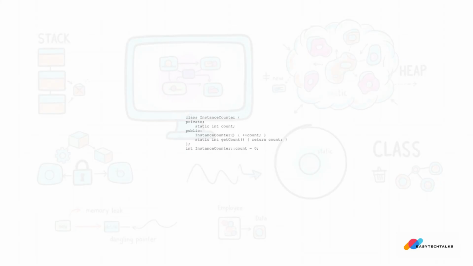Let's look at a quick example. See this count variable? It's marked static. That's the magic word. It means this variable doesn't live inside any one instance counter object. So every time a new object gets created, its constructor increments that one shared count. Oh, and you'll also notice that line at the bottom. You have to define and initialize the static variable outside the class. That's what actually sets aside the memory for it.